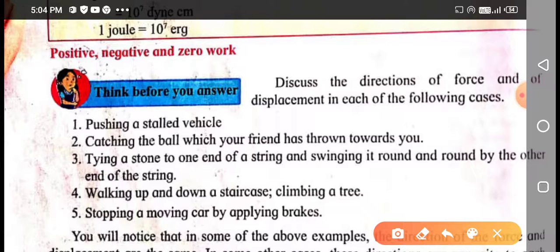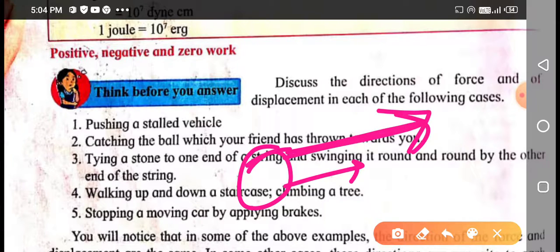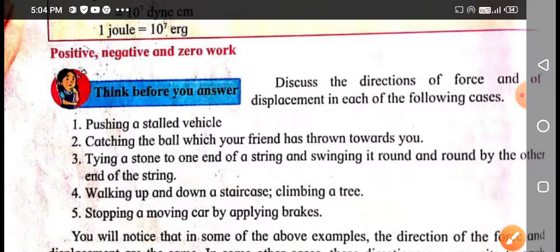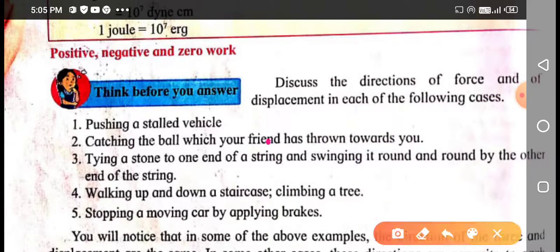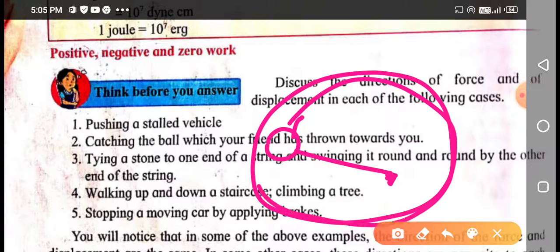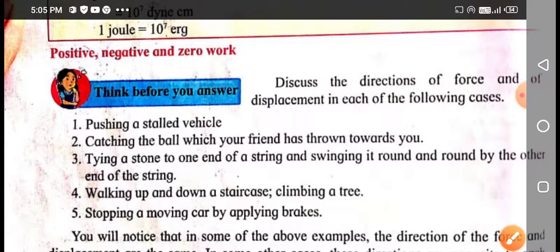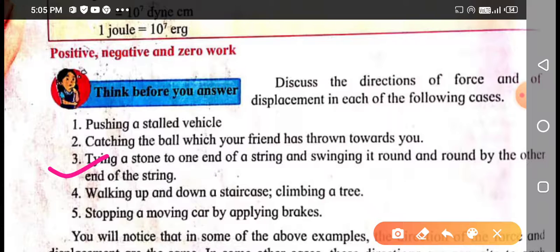Then catching the ball which your friend has thrown towards you: your friend throws a ball towards you and you are catching it, that means the direction of applied force is here and you are stopping it, this is the negative work done. Tying a stone, you are tying a stone and moving it by holding one end of the string in your hand, then this stone is moving in a circular motion or swinging, then this is known as zero work done because theta is 90 degree here.